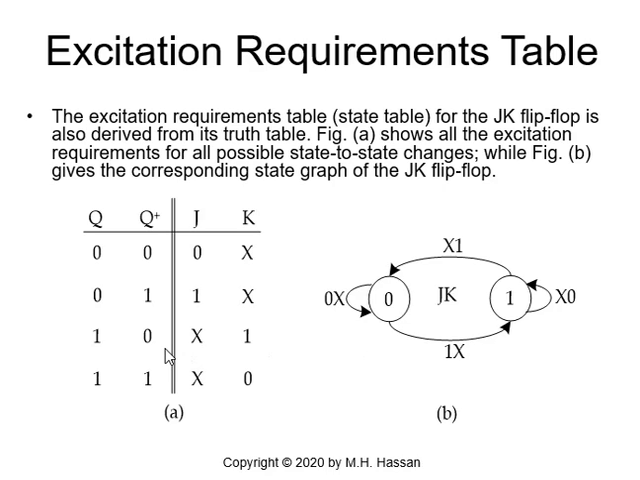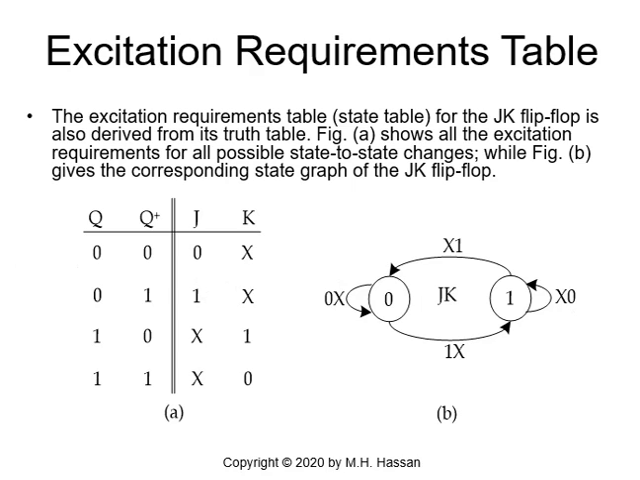From 1 to 0, it will be don't care 1. And if I stay in state 1, from 1 to 1, I would need don't care 0. So I stay in state 1, J will be don't care, and K is 0. So this will be the state graph of the JK flip-flop.